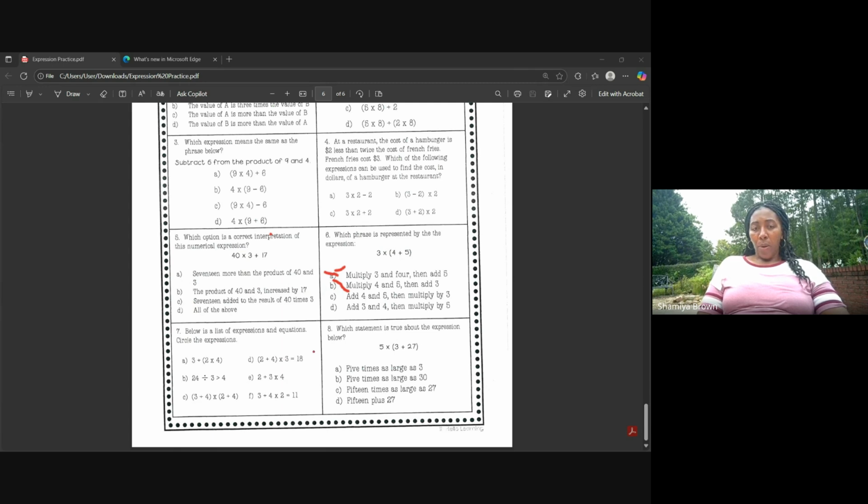Let's just look at D though. D says add 3 and 4. So yep, I'm not adding 3 and 4. So I automatically know that's not the one. So C is my choice for that one.